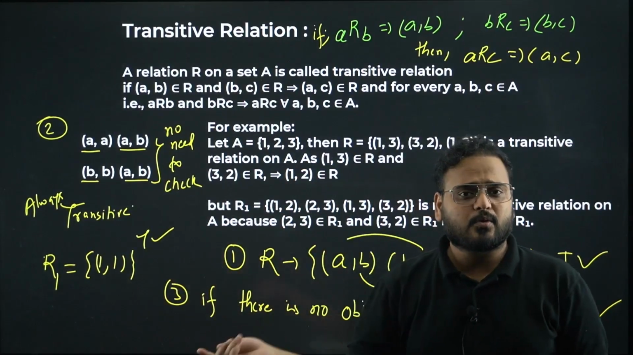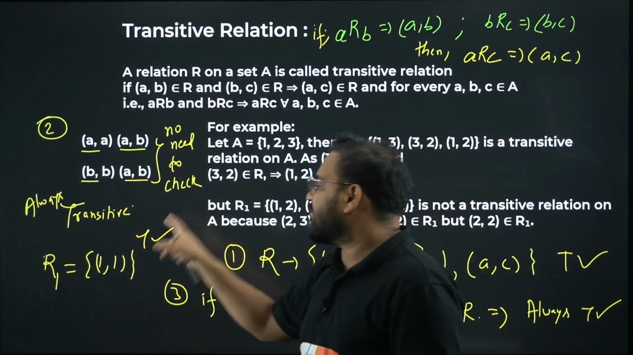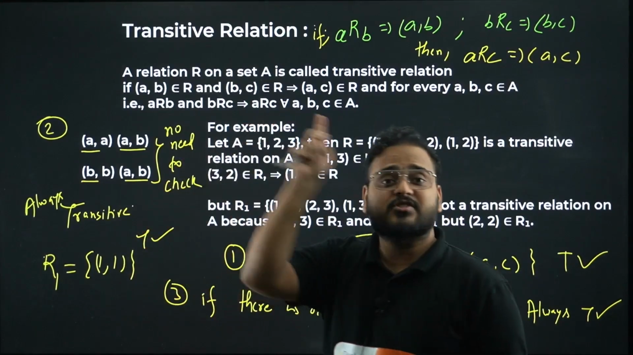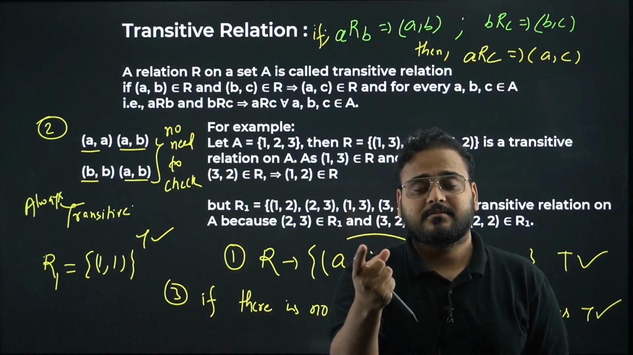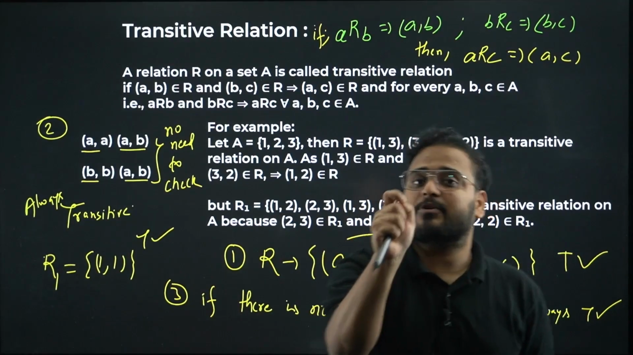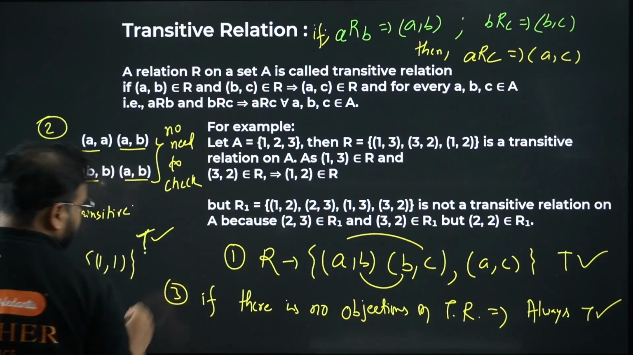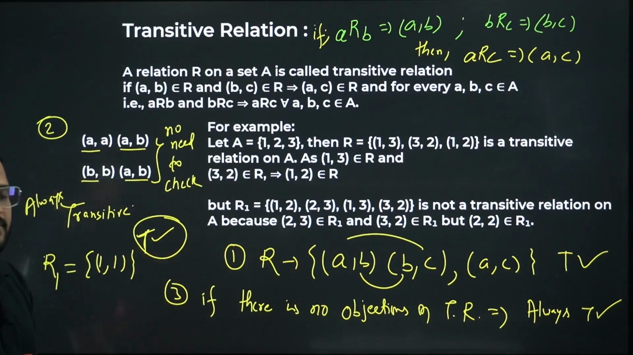Means there's no objection only. There's no way to object it. There's no way to give a restriction that it can't be transitive. There's no way possible to give an objection, to give a restriction on this relation R1 for it to be not transitive. In that case, what will happen? It will simply be called as a transitive relation, sir. That's simple. That's what it means.